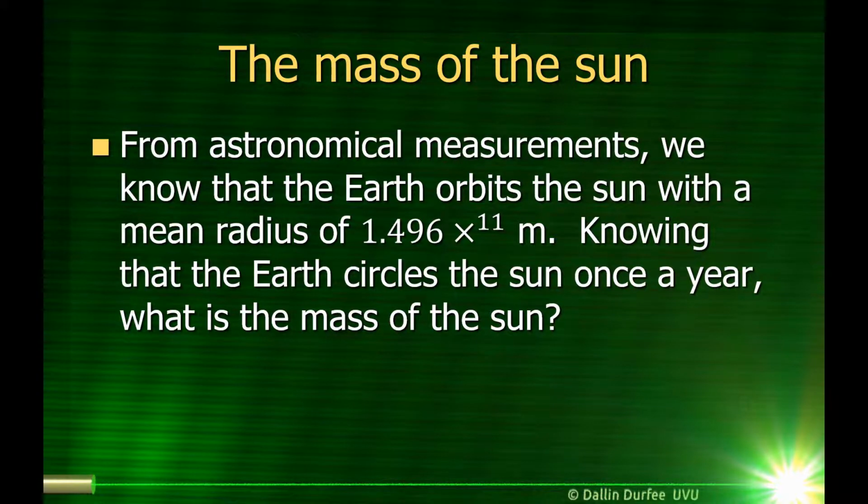All right, so now in this lecture, we're going to stick to the very basics of Newton's law of universal gravity. And here's the type of problem we can work with that. From astronomical measurements, we know that the Earth orbits the Sun with a mean radius of 1.496 times 10 to the 11th meters. Knowing that the Earth circles the Sun once a year, what is the mass of the Sun? Can we use the gravitational force that Newton figured out in order to find the mass of the Sun? Well, yes, we can. This is how we know the mass of the Sun.